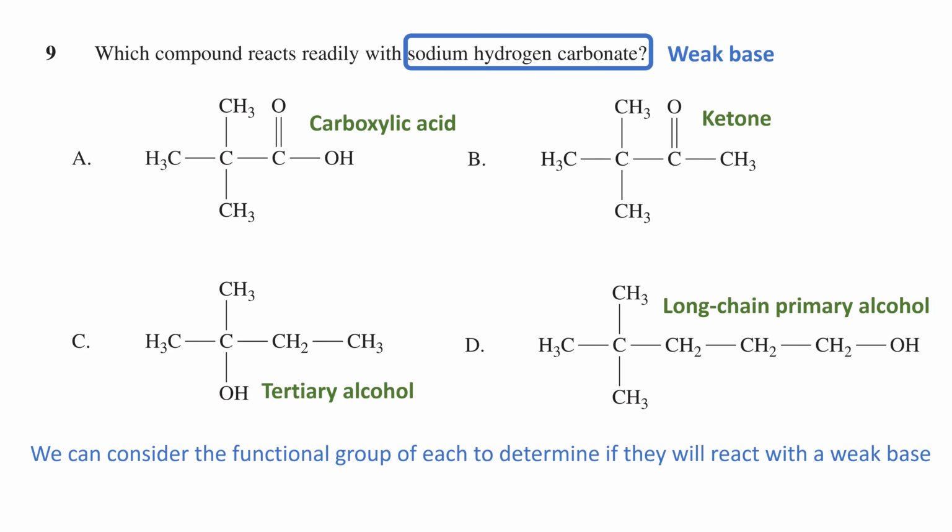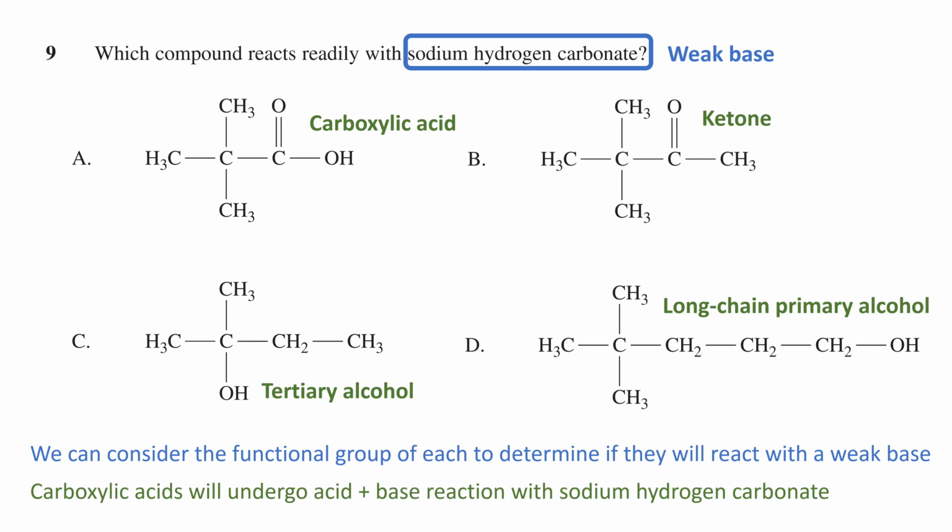With a weak base such as sodium hydrogen carbonate, an acid-base reaction is a reaction that will readily occur. Of all the options, the carboxylic acid in A is the strongest acid, and therefore A is the answer we are looking for in this case.